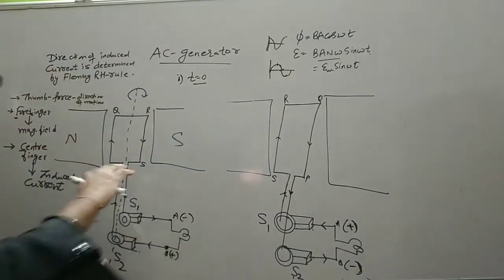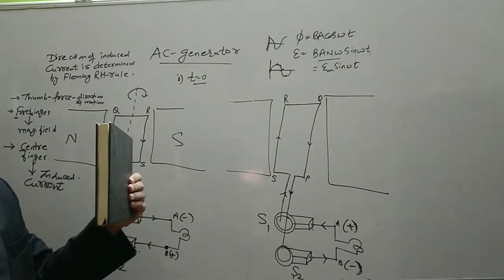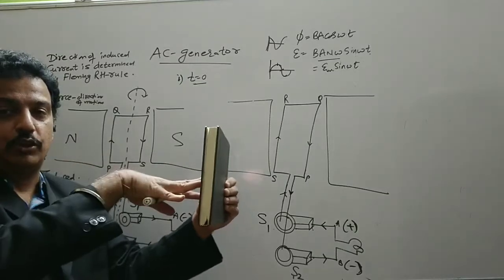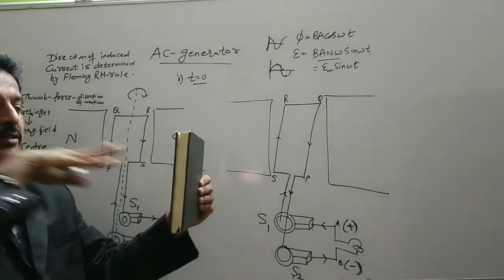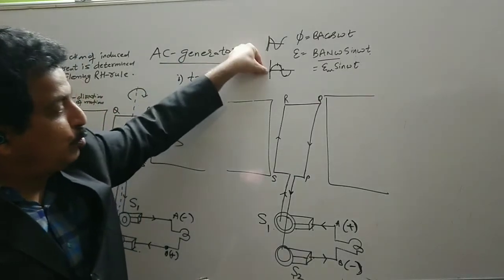So we will start now in the next diagram. We will start like this. In this situation the flux is maximum. All the field lines will pass through it. When all the field lines pass through it, flux will be maximum, and EMF induced will be minimum.